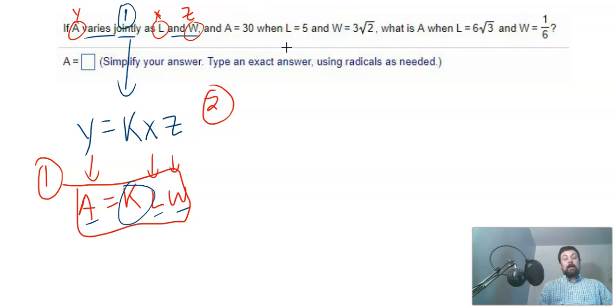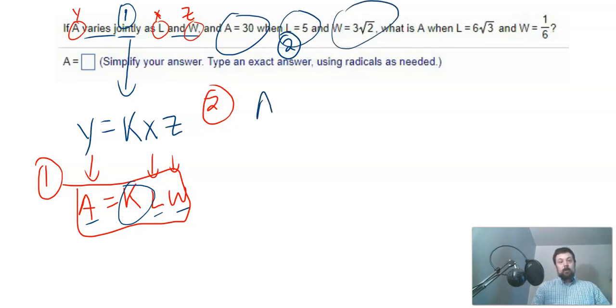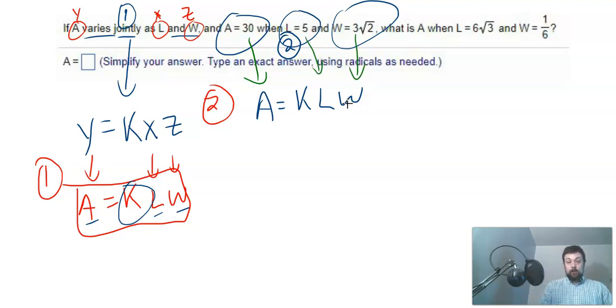And that's what they're providing here in the next segment of the problem. So this is level 2. A is equal to 30 when L is 5 and W is 3 square root of 2. All right, so I'm just going to write the formula again up here, and we're going to plug these numbers in. 30 for A, 5 for L, 3 square root of 2 for W.